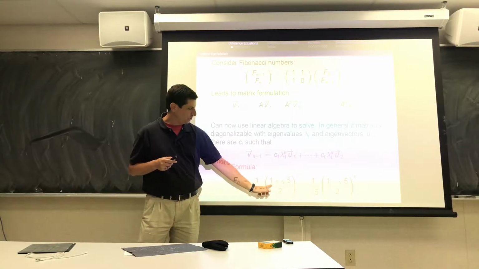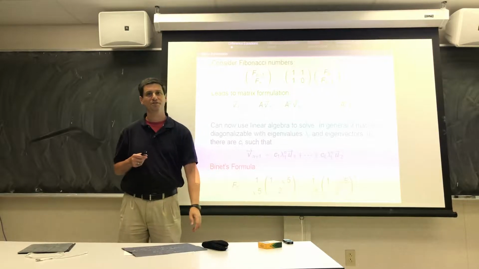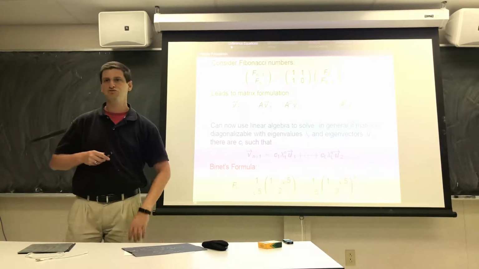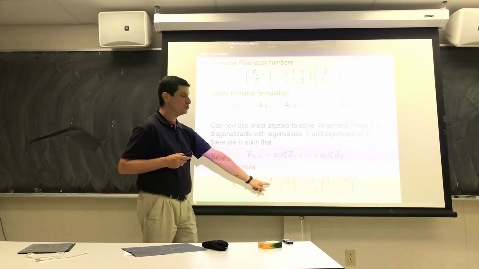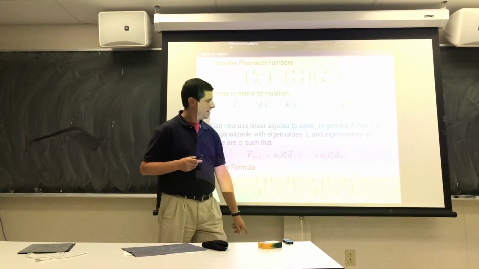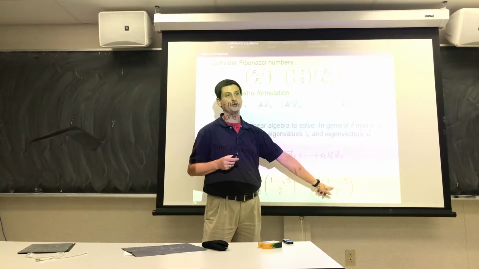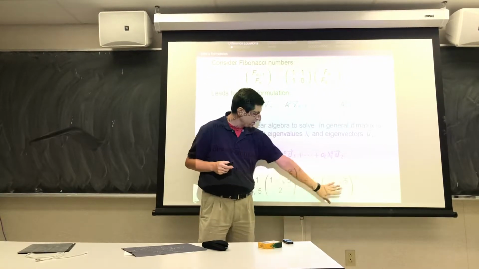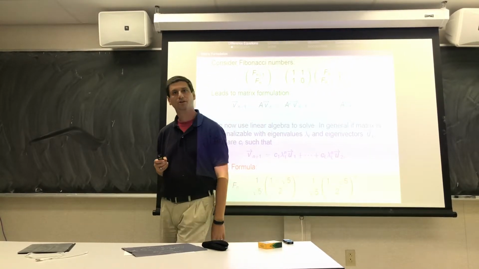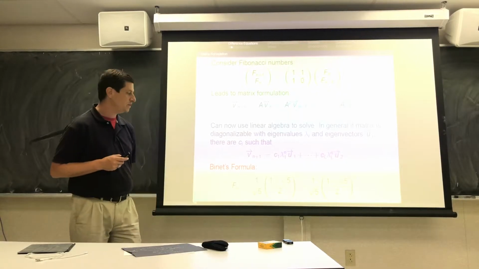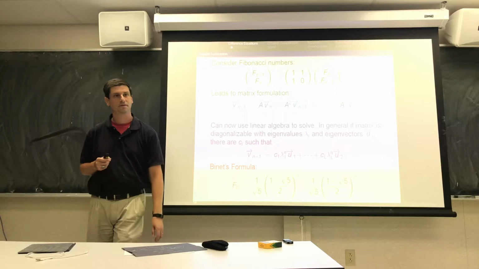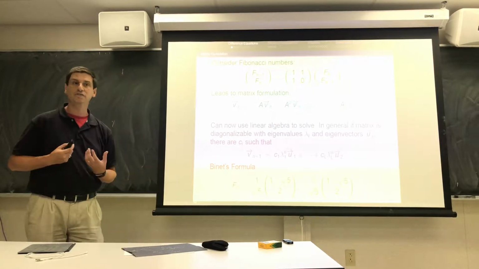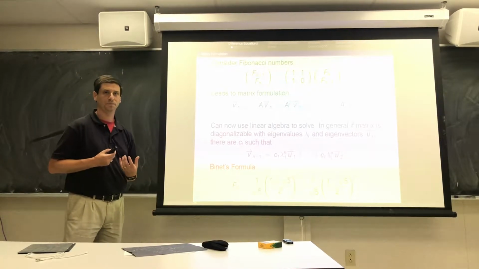Anybody know approximately how large 1 plus root 5 over 2 is? Approximately. Yes. 1.6, also known as greater than 1. This number here is less than 1 in absolute value. So as n gets very, very large, this number goes to 0. So what this tells you is the nth Fibonacci number is actually whatever integer is closest to this part right here. This allows you to calculate Fibonacci numbers very quickly.